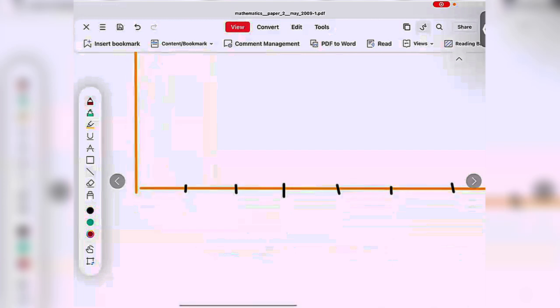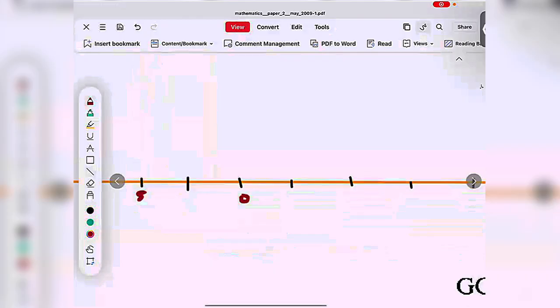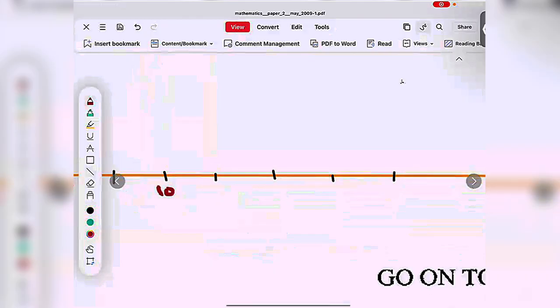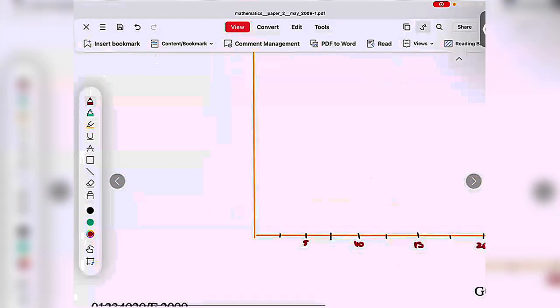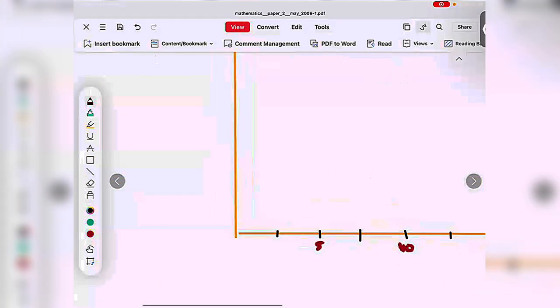So when I say every 2 is 5, that's 5. This is 10. That is 15. It says every 2 centimeters represent 5. That is 20. I may need more, so I don't know yet. In case we need more, just save space.